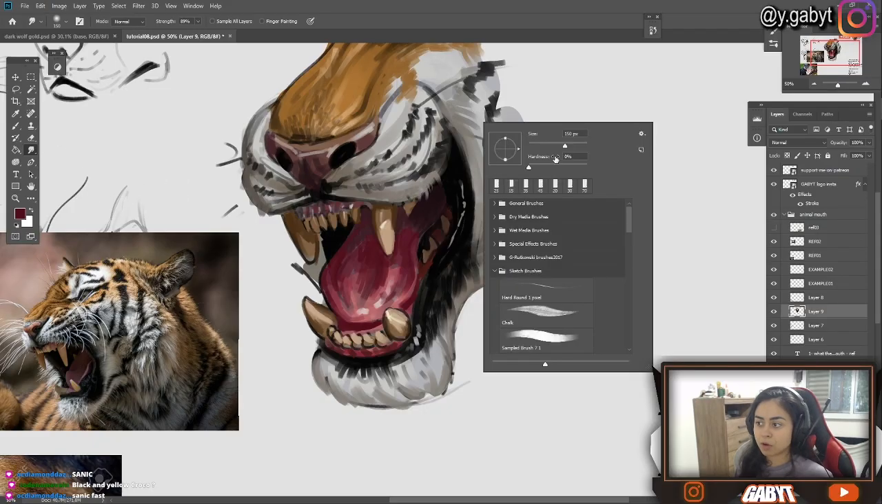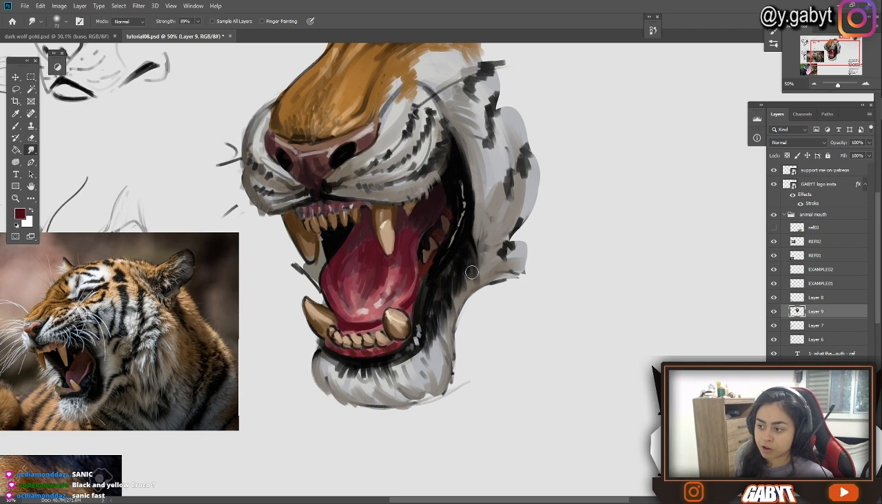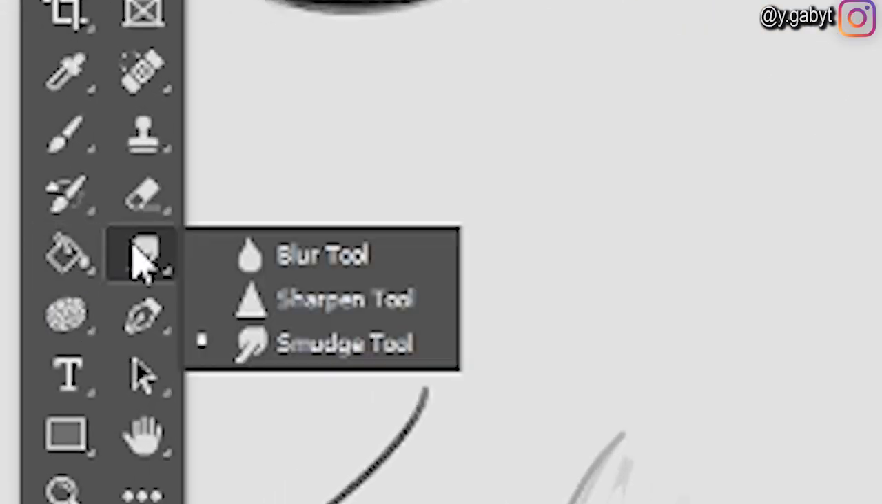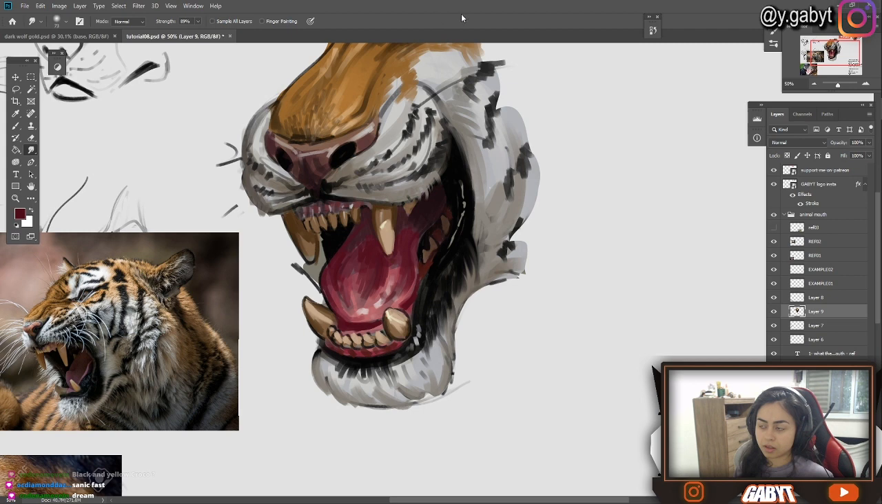Right now, I'm going to use the smudge tool to make the fur look good. This tool right here, 89% strength.